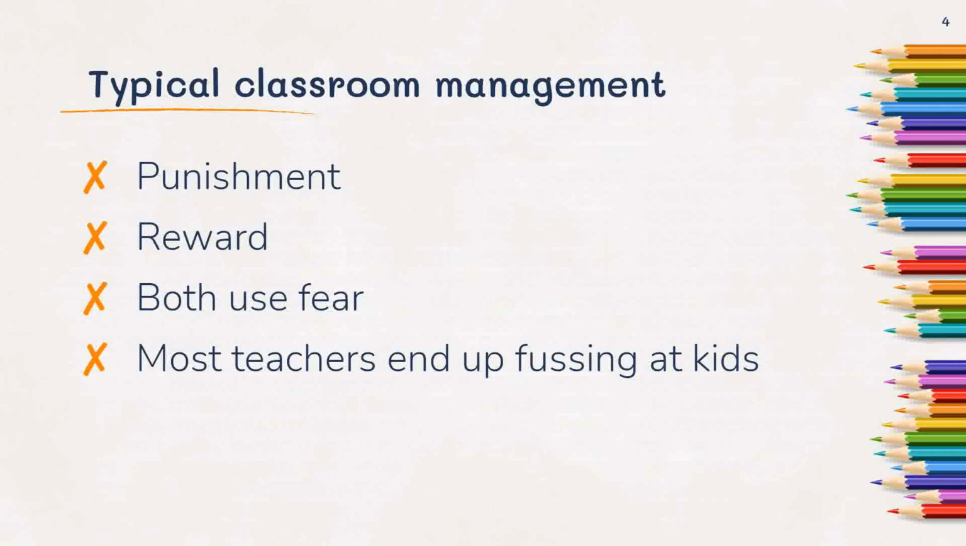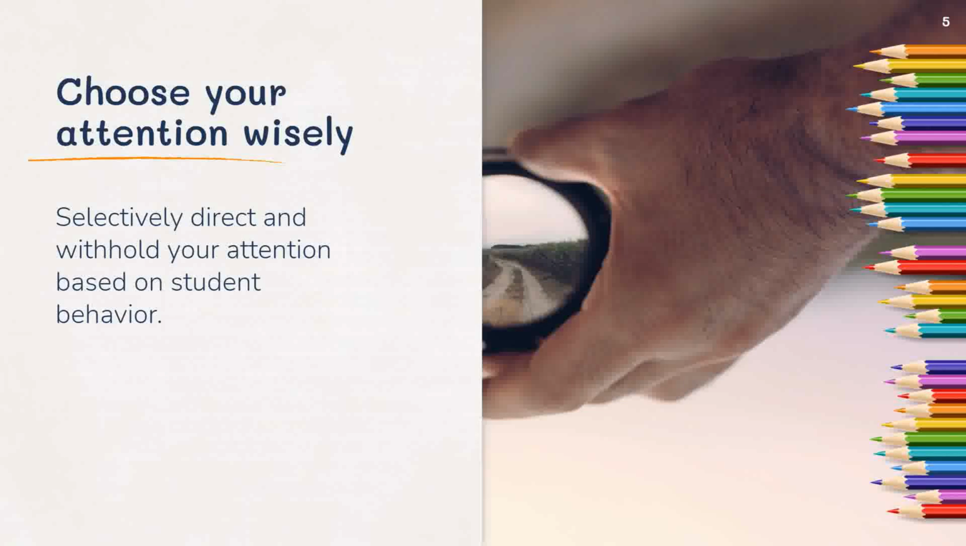So what is effective? Well, let's get off that continuum between punishment and reward. Here's the secret, guys. Your attention. Your social approval. And remember, everything is based off relationships. So none of this works if you don't have a strong relationship with your students. Because if they don't care about you, then they're not going to care about your approval and your attention. But the secret here is that you direct and withhold your attention based on student behavior. It's called differential social attention.